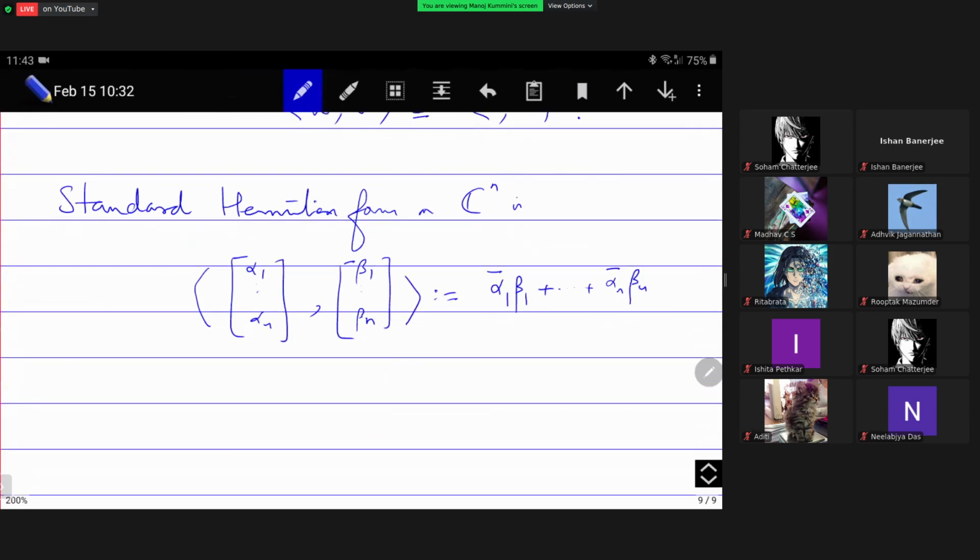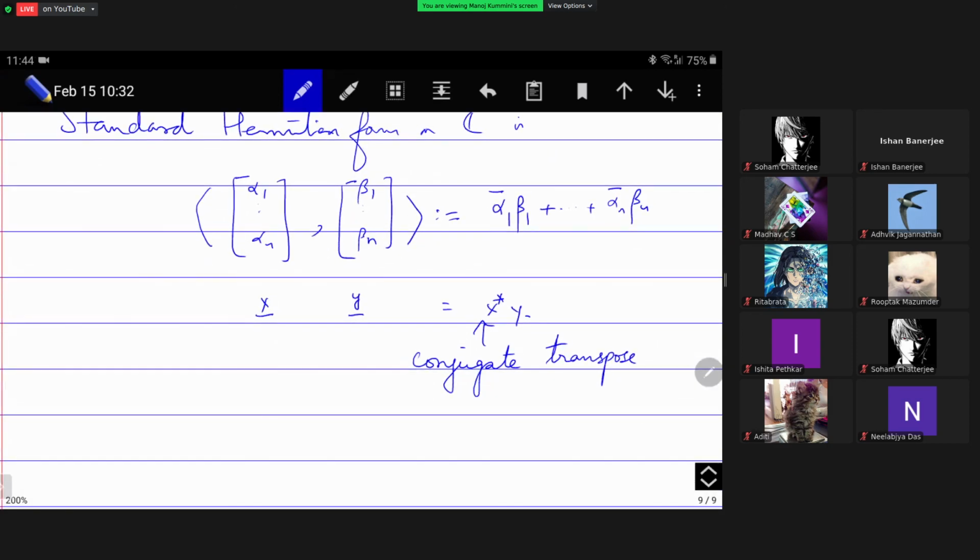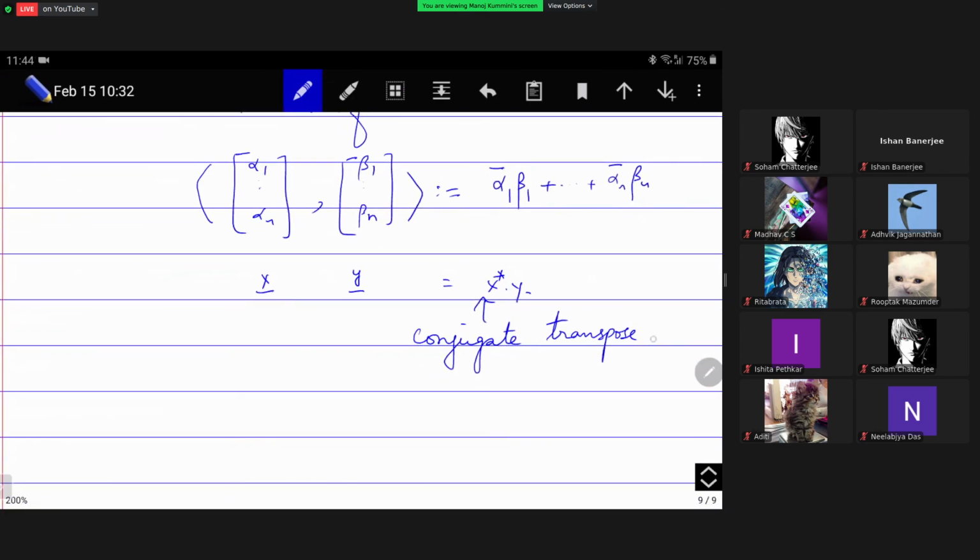Okay, so we can think of this as, let us say this vector is x and this vector is y. So this is just x conjugate transpose times y. So this just means conjugate transpose. We have just conjugated the entries of the matrix, here it's a vector, and then transposed it.